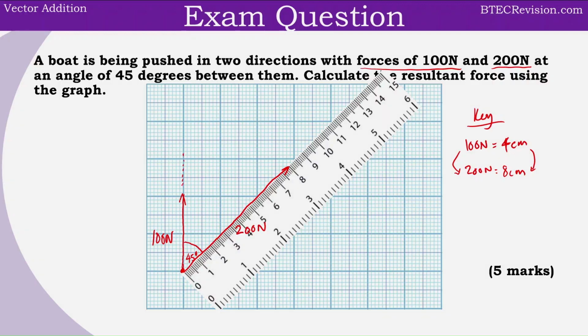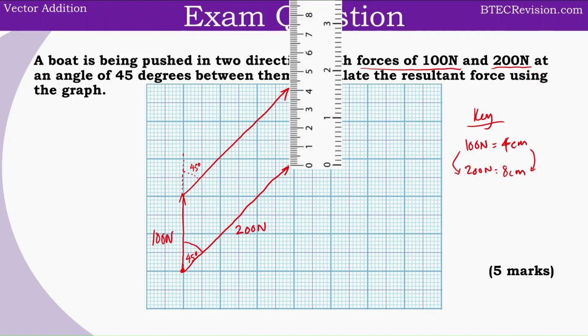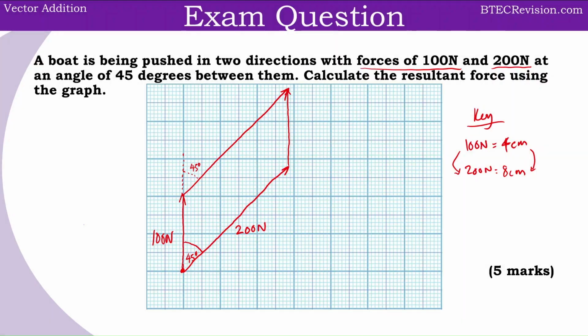We need to measure the angle at which it needs to be drawn, which is also 45 degrees over here. Now we'll place our ruler there and we'll draw another vector, 8 centimeters long, parallel to our previous vector. We can draw our last vector, which is parallel to the first vector we drew. That's also vertical. Now we can see a nice parallelogram.